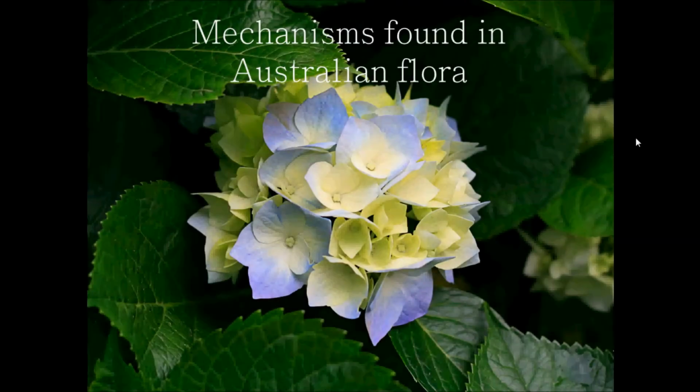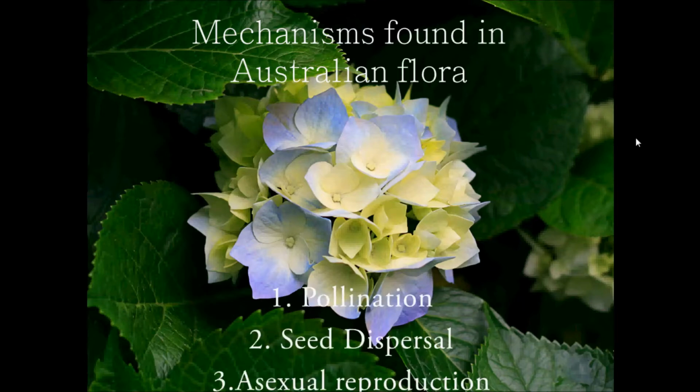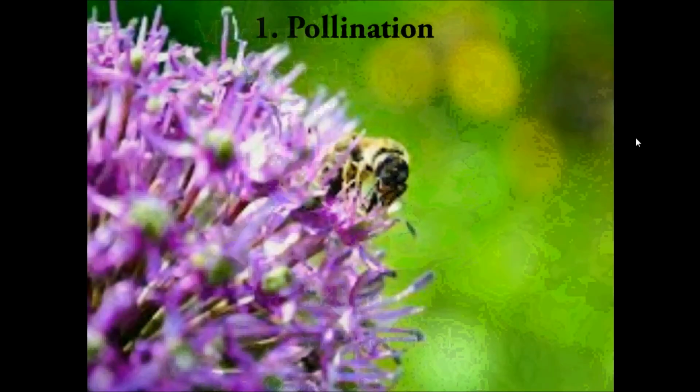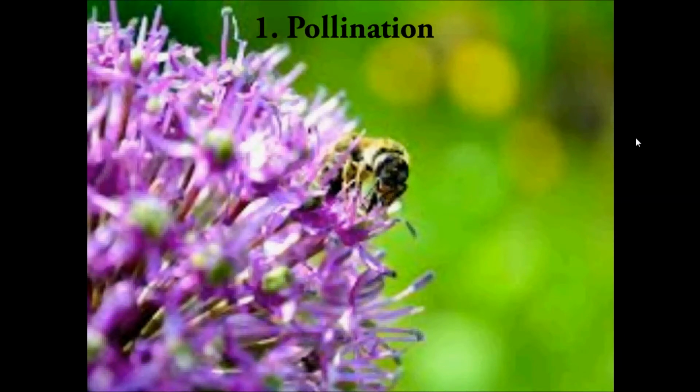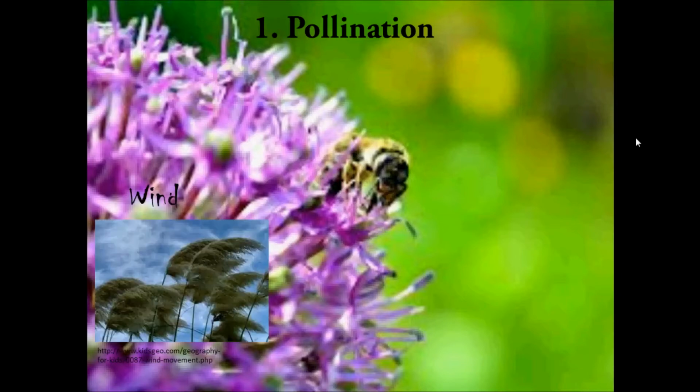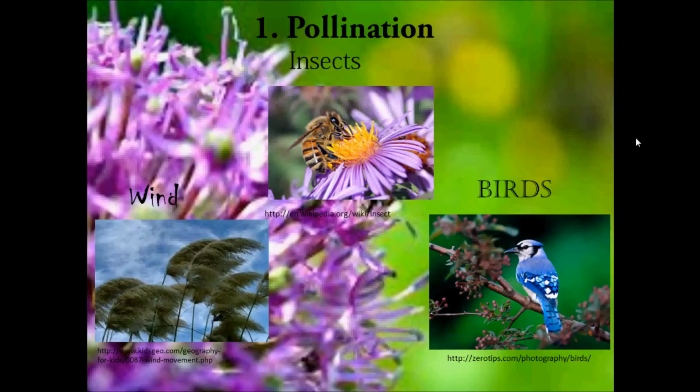There are a variety of mechanisms used by Australian flora which enable a plant to pollinate, disperse seeds, and asexually reproduce. Pollination is the allocation of pollen from the anther to the stigma of a flower. There are various adaptations for the different types of pollination: wind, insects, and birds.